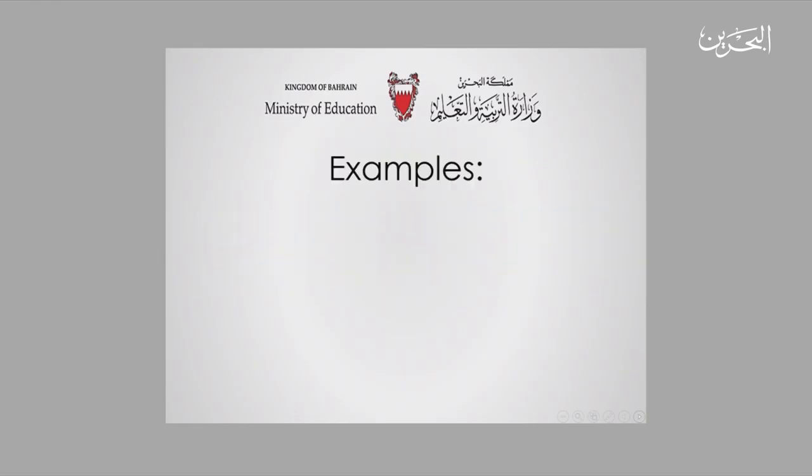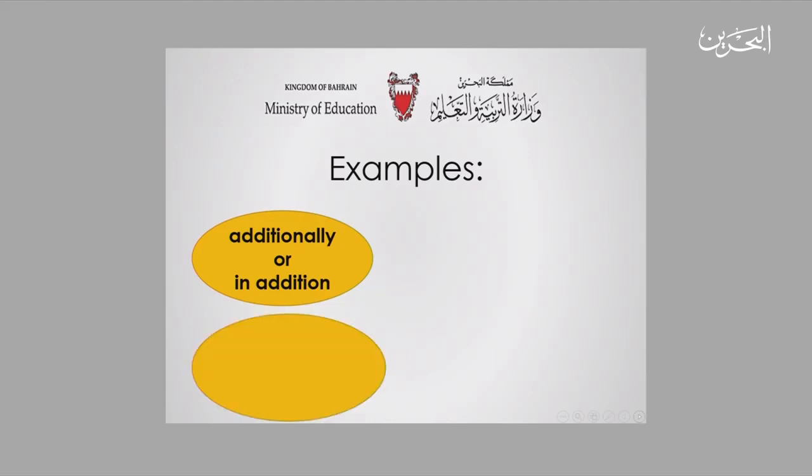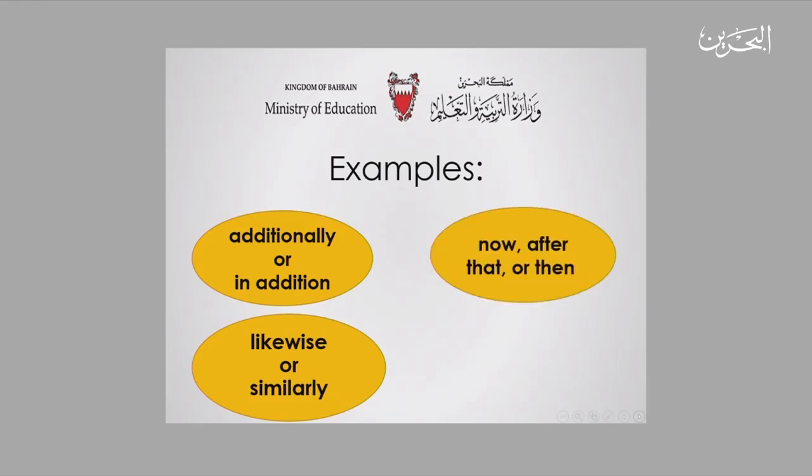Here are some examples of transitional words. Let's see together. Additionally, or in addition, they both have the same meaning and they're both used to add ideas. Likewise, or similarly. Here, if you want to compare or say the similarities between two things, you could use one of those two transitional words.